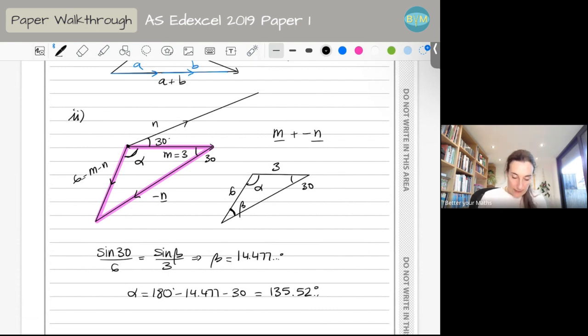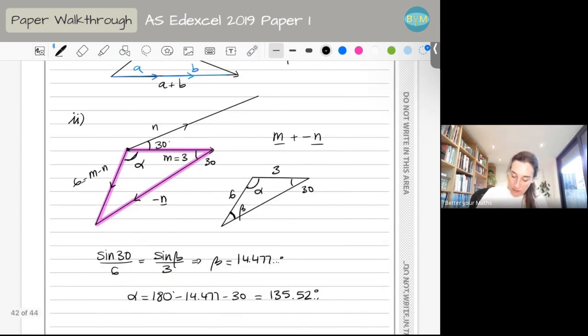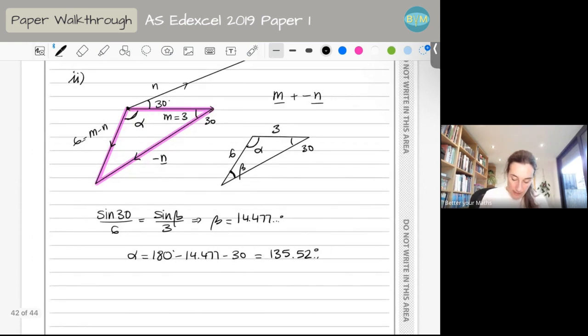I have 135.52 degrees. Do I have to round to anything? Giving your answer in degrees to 1 decimal place. Okay, so the angle is going to be 135.5 degrees. And that's what they ask.